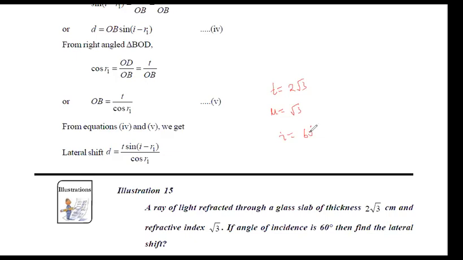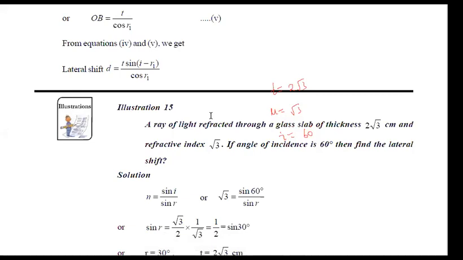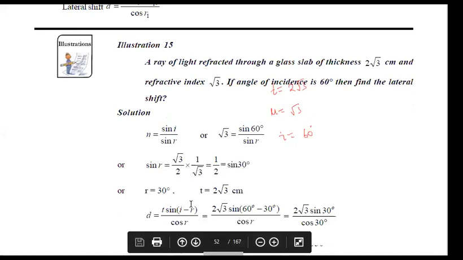Now, the question is angle R is not given, right? So if R is not given, how to find D? R you can calculate now. Yes or no? Using Snell's law. So R you can calculate using Snell's law. Now, if you can calculate R, then putting it in the formula, you get the answer. Got it? Tell me, guys, got it?